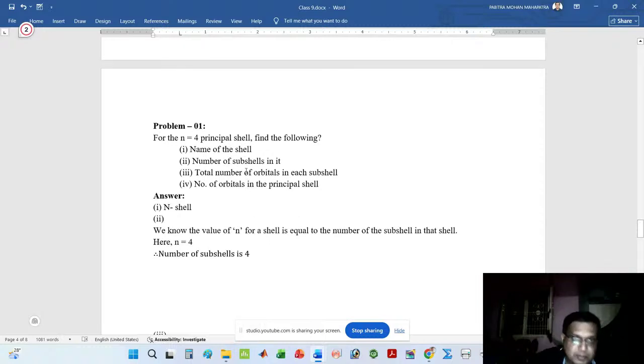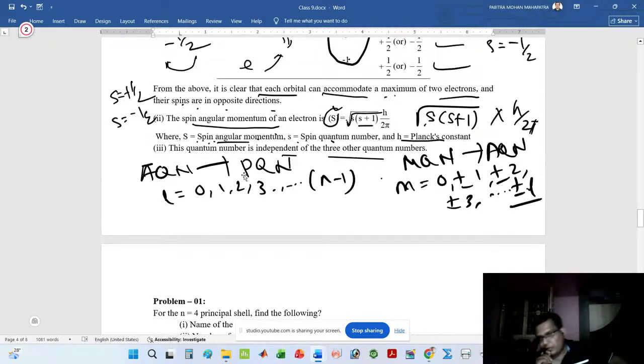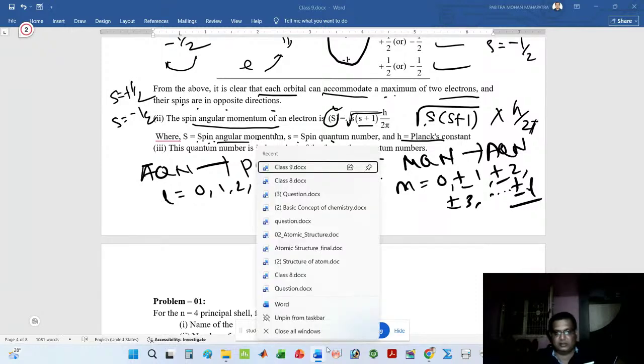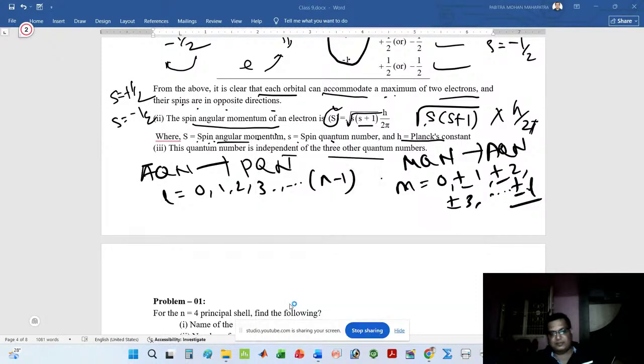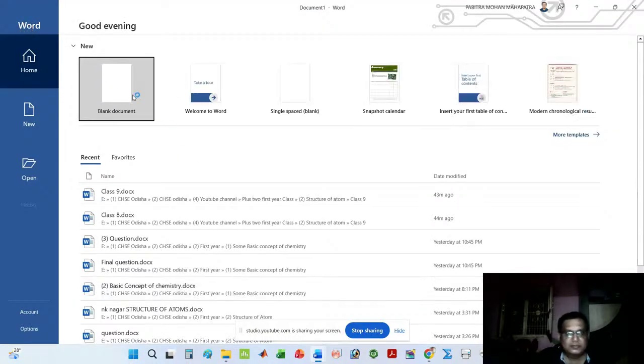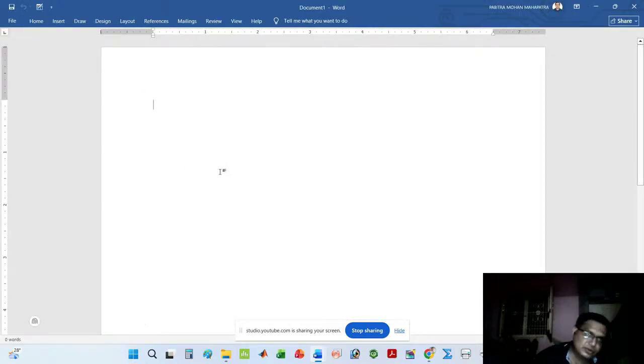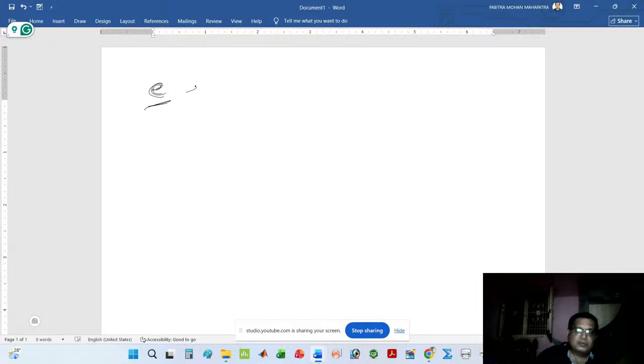Let me give some problems. Before going to the problem, I want to say some important points. Let me take another word file. Suppose I want to say something, I want to try to understand. Suppose an electron is present.